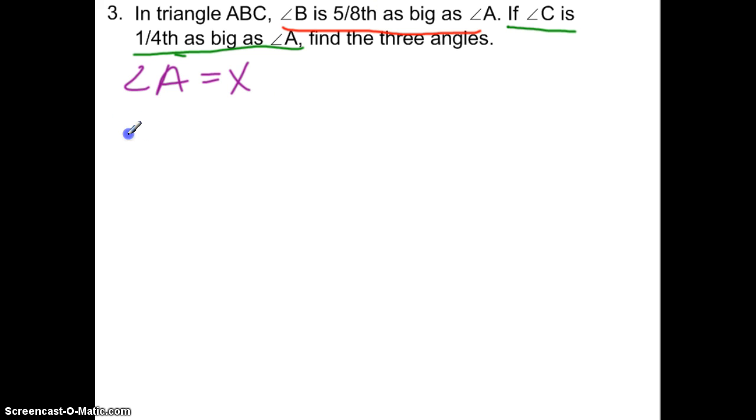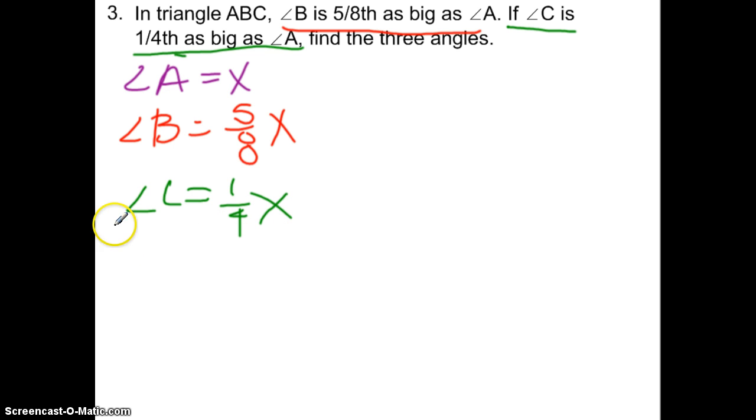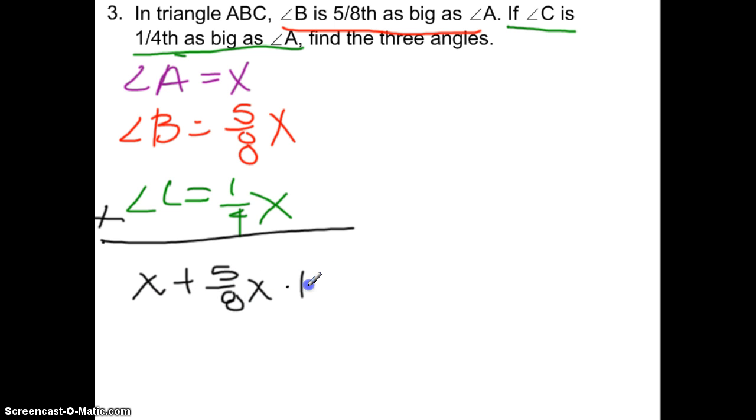Angle B is 5/8 as big as angle A, which is x. So angle B is going to be 5/8 times x. Angle C is 1/4 as big as angle A. Now we're going to add them all up. When you add them all up, you should get x plus 5/8 x plus 1/4 x, set equal to 180 degrees. There's 180 degrees in the triangle.